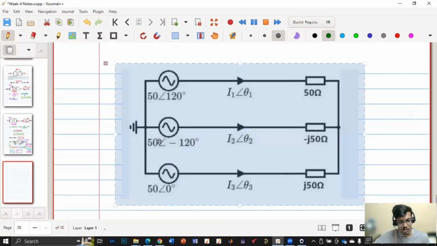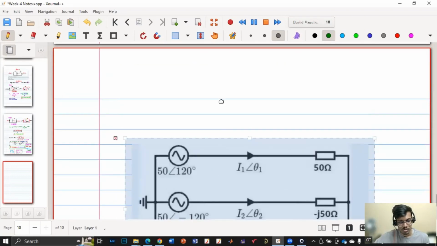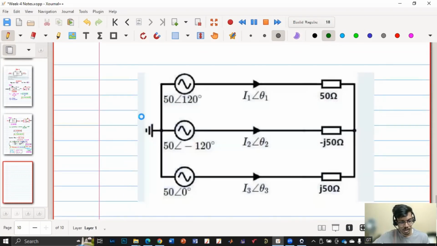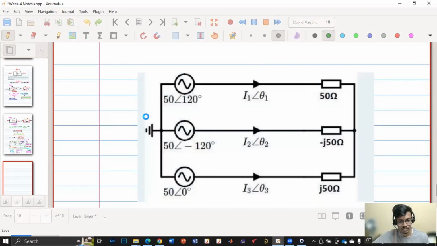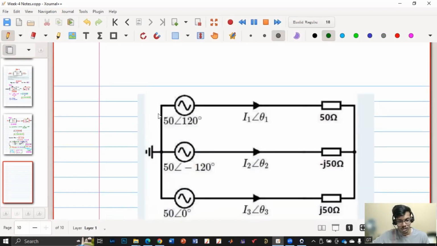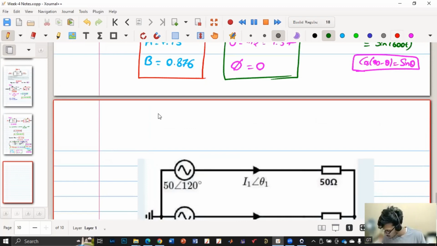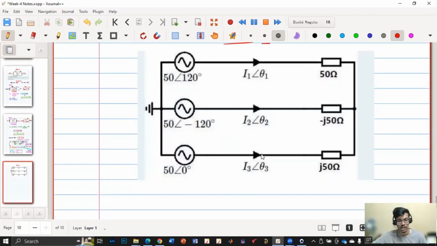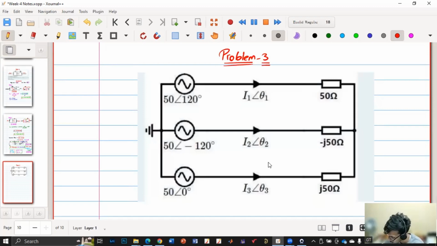So this is our problem 3. You can see my screen, right? They are asking I1 angle theta 1, I2 angle theta 2, I3 angle theta 3. So how to proceed? Any ideas or any thoughts?